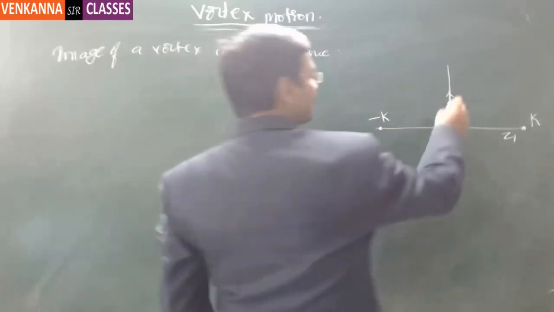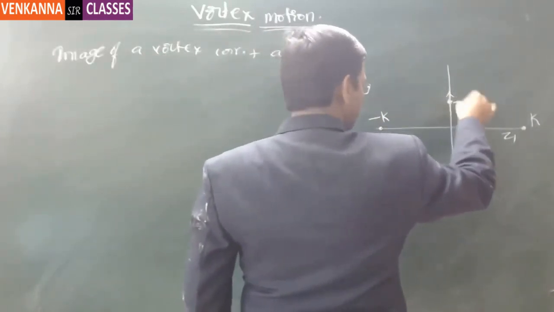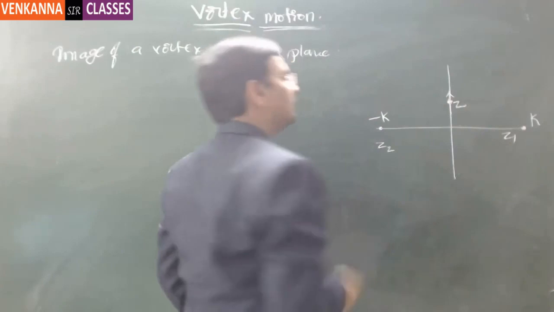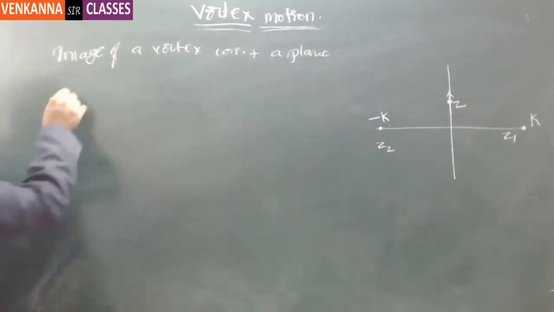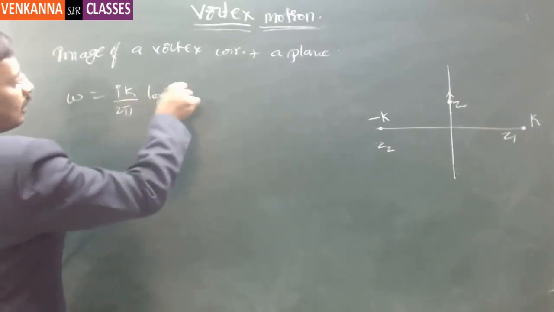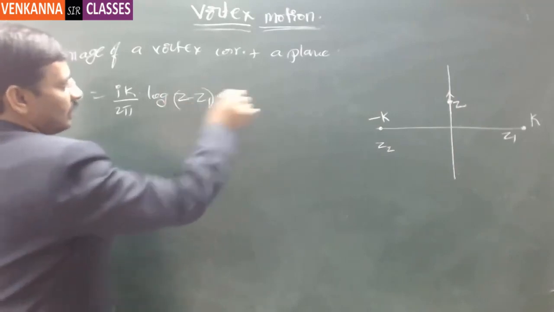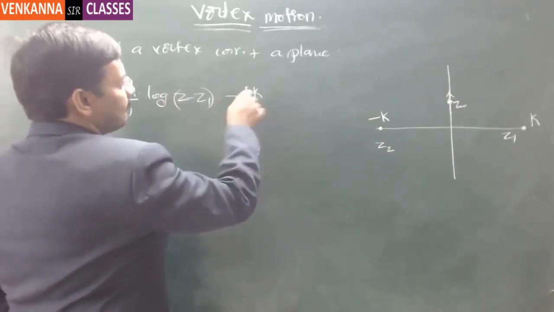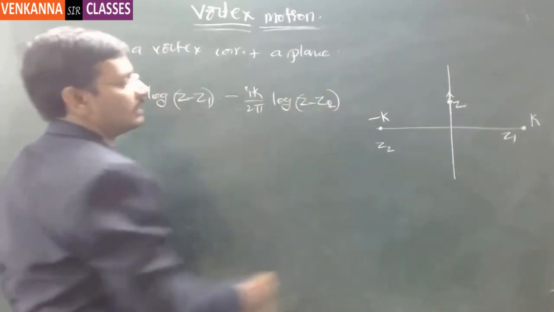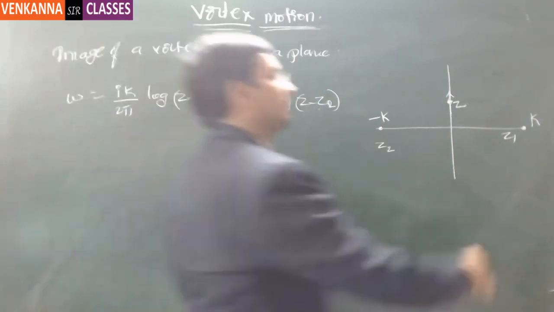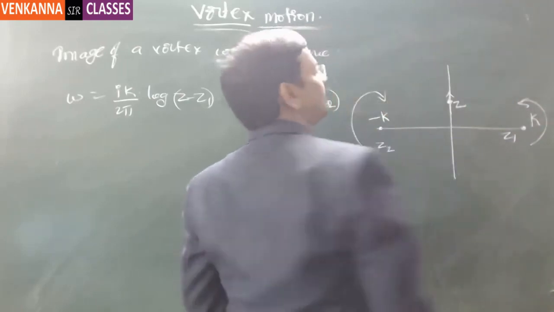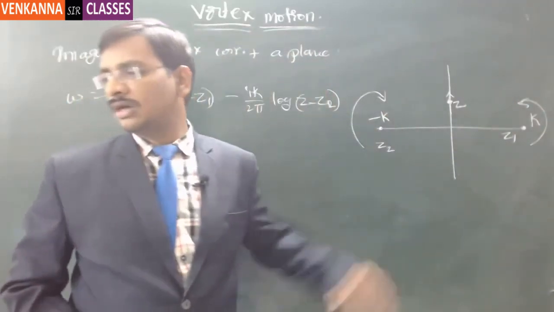Then the resulting complex potential at any point, let us say this is z, and this is located at z1 and this is located at z2. Then the complex potential at z will be W is equal to ik by 2 pi times log of z minus z1 plus minus ik by 2 pi times log of z minus z2. So here this is z2 and that is z1. So this is clockwise oriented. Let us say this is clockwise and this is anti-clockwise. That is the difference. So this is how we will model the image system.